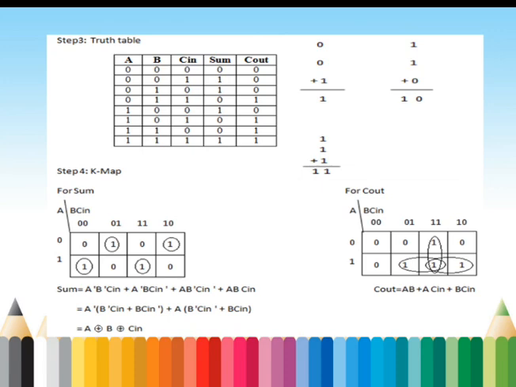In the first 2 terms, A prime is common. So the remaining terms are B' Cn + B Cn'. Similarly, the third and fourth terms have A in common. The remaining terms are B' Cn' + B Cn. So it looks like an XOR operation, a 3 input XOR operation. So we may write the sum Boolean expression as A XOR B XOR Cn.